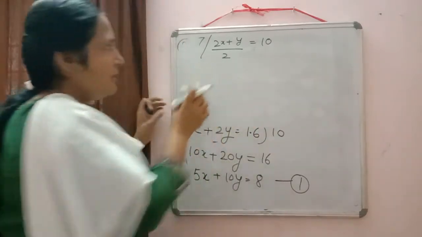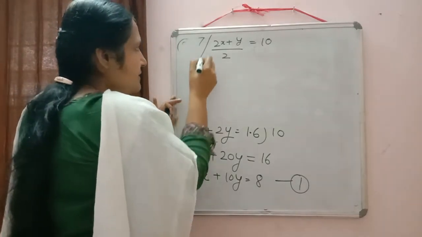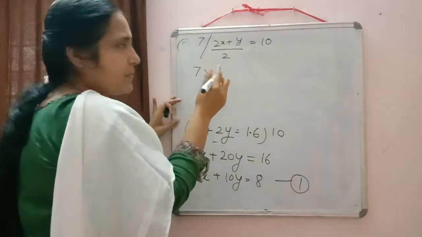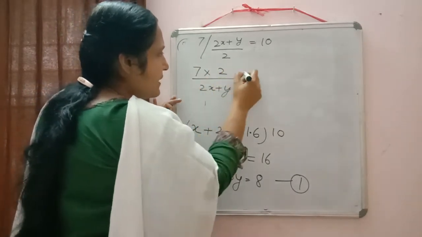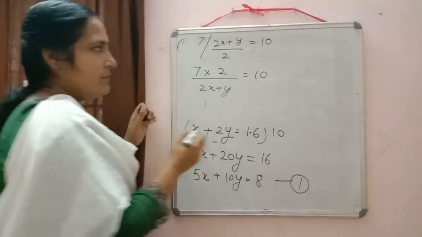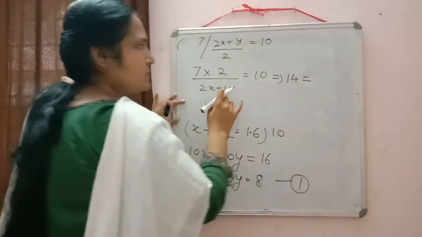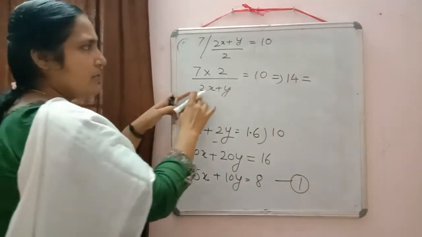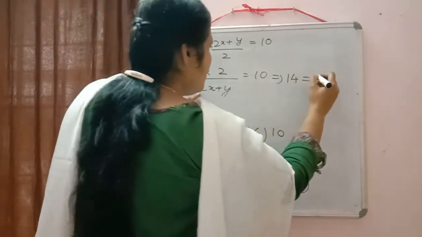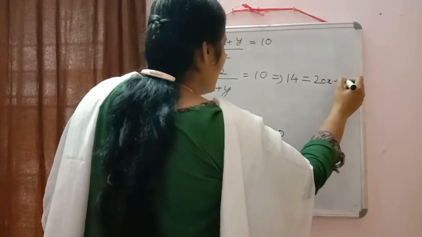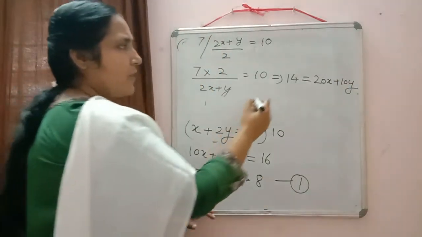Next what will we do? We have to change the division in terms of multiplication. When we change it, we take the reciprocal. So 7 into 2 by 2x plus y is equal to 10. Then what will we get? 7 into 2 is 14. 2x plus y I am shifting to the right hand side, so it will get multiplied by 10. So we will get 14 is equal to 10 into 2x plus y, that is 20x plus 10y. So 20x plus 10y is equal to 14.